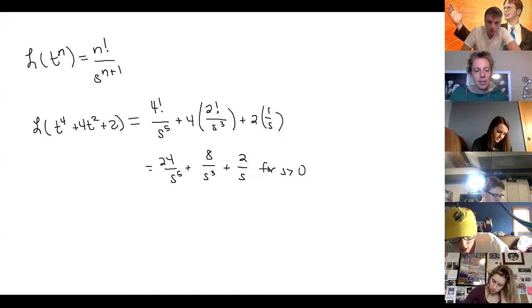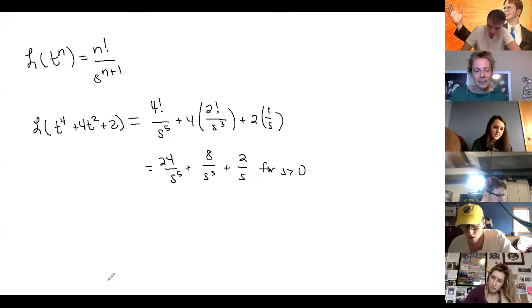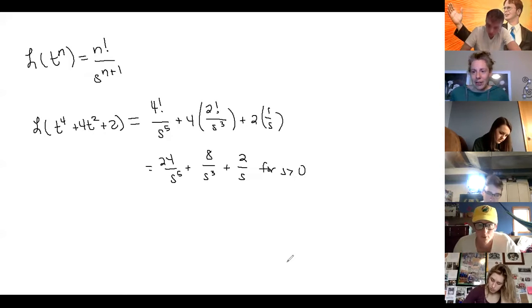I'm lowering everybody's hand, by the way. Maybe I can't do that. That's okay. Okay, are we good? Everybody's good so far? Making sense on that Laplace transform?